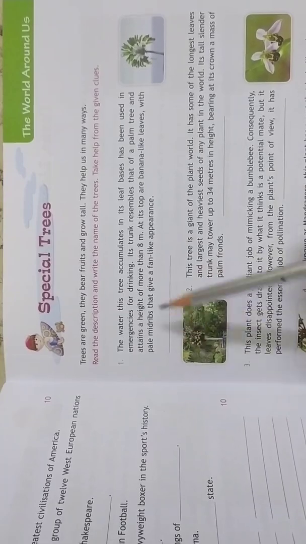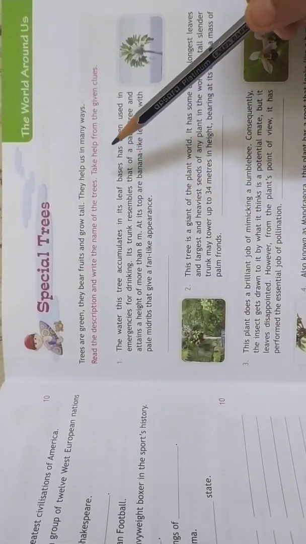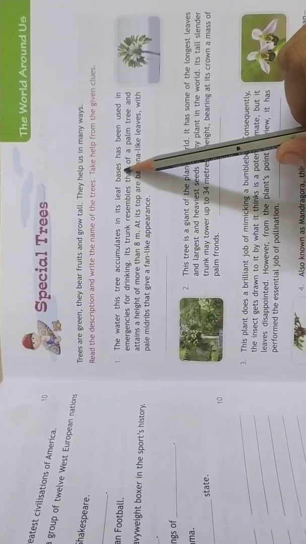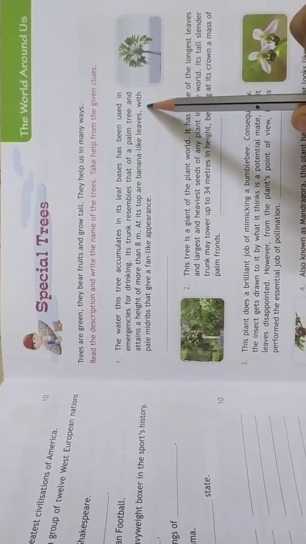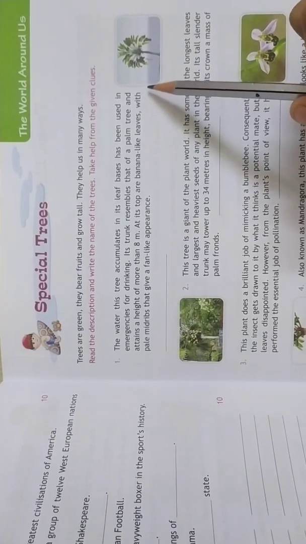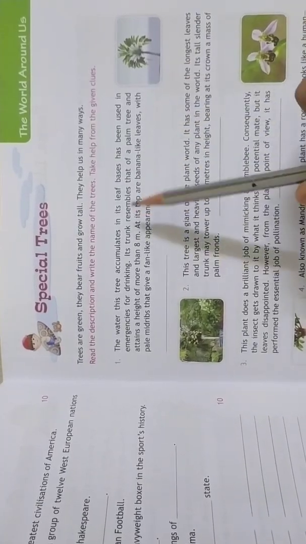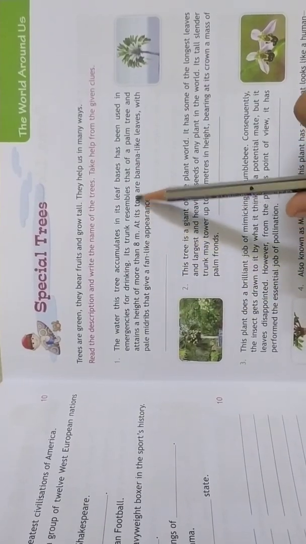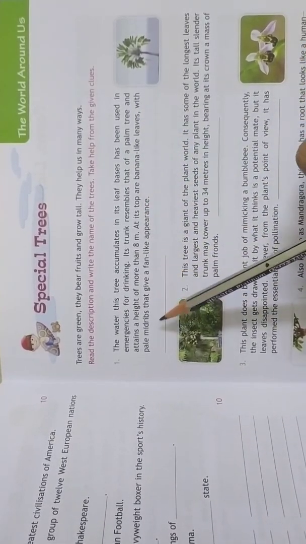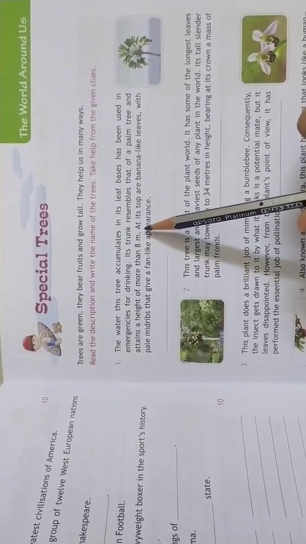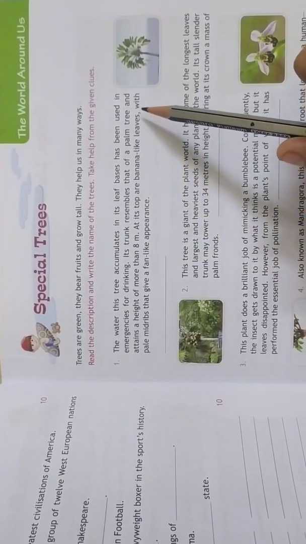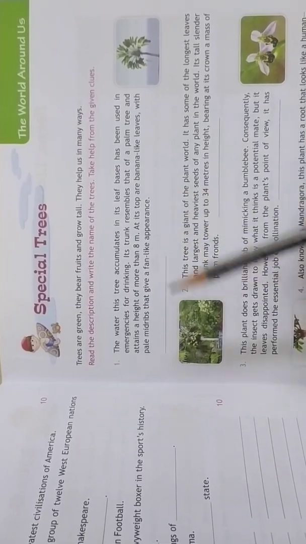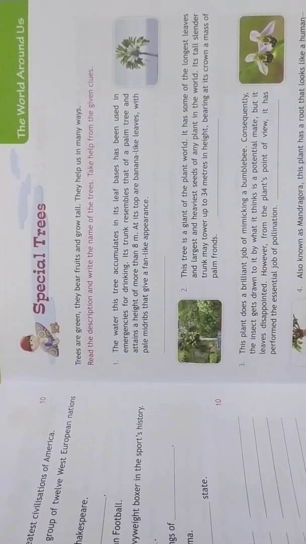The first one is the traveler's tree. This tree accumulates water in its leaf bases. Means if this is the leaf and there is a base, it accumulates a lot of water, and this water can be used for drinking during emergencies. It looks like a palm tree, and its height is more than 8 meters. At its top are banana-like leaves with pale midribs that give it a fan-like appearance. The name of the tree is traveler's tree.